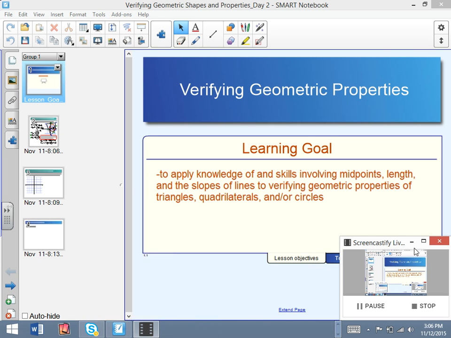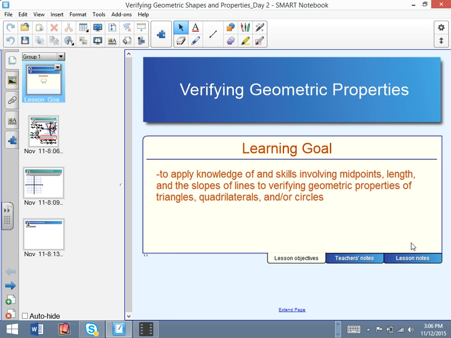Hey everybody, Mr. Stewart here, and welcome to the second screencast that's going to hopefully serve as support for your learning about how you can verify geometric properties. So those are the properties of a variety of shapes: triangles, quadrilaterals, and/or circles.